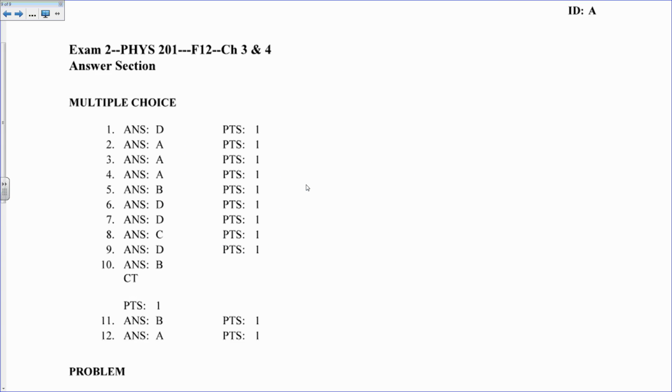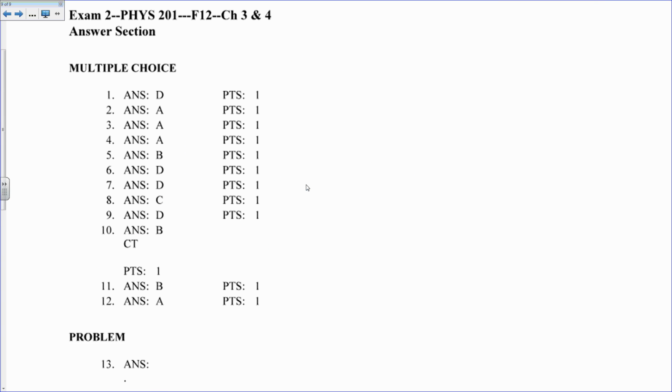There are the answers, though this key is incorrect for number 1. It should read B for number 1. That should say B. I gave that answer on the multiple choice.